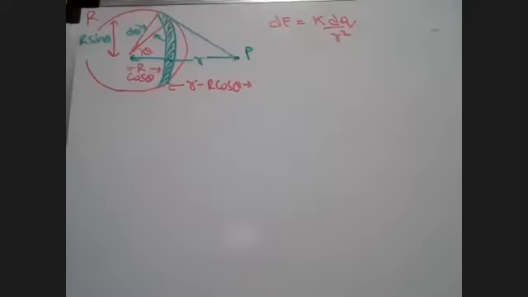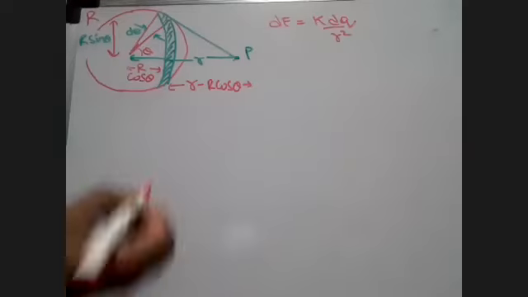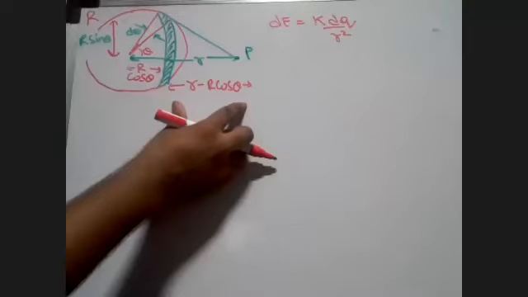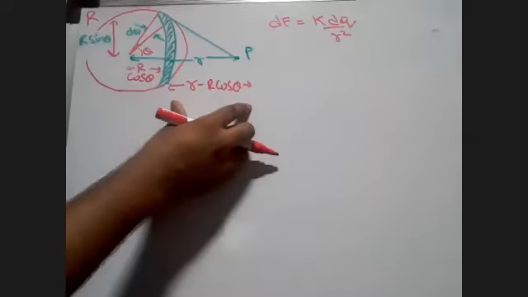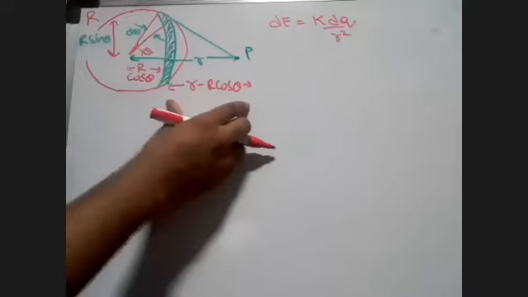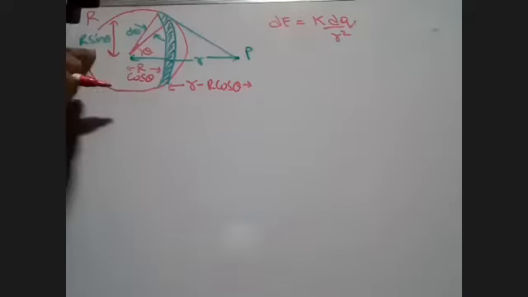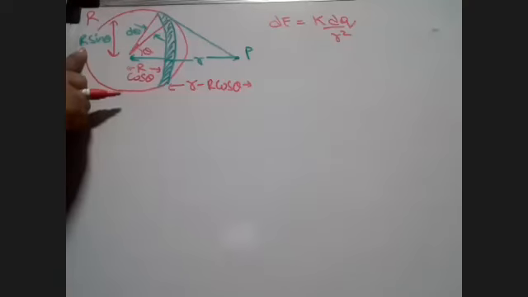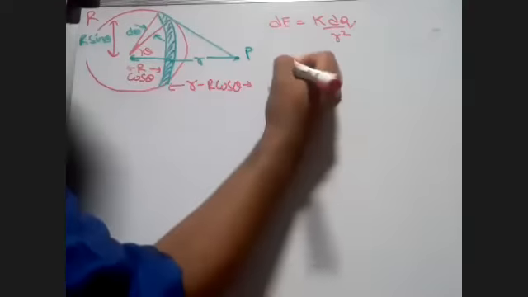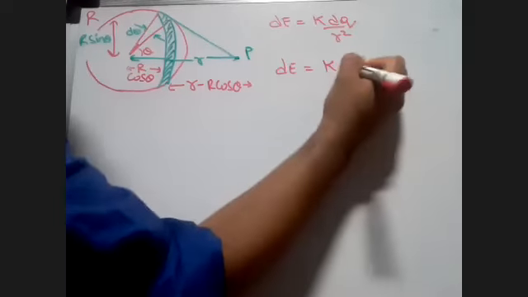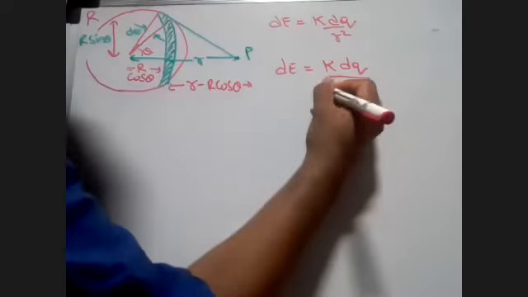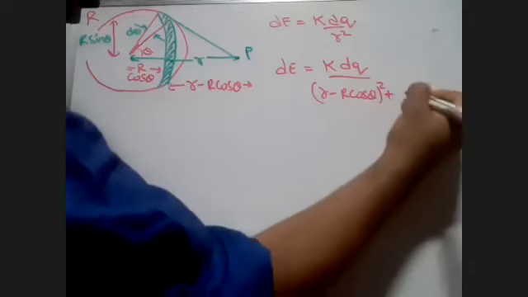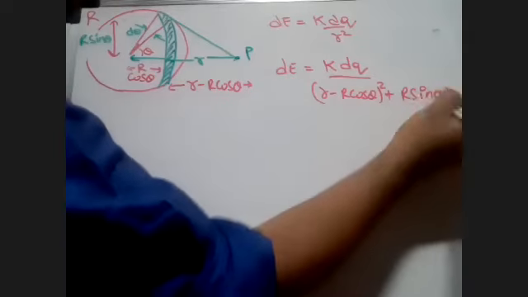This distance you can find out by Pythagoras theorem. That distance is going to be what? The horizontal component, the adjacent, is r minus R cos theta, and the vertical component is R sin theta. So I will write that dE is equal to k dq upon (r minus R cos theta) whole square plus (R sin theta) whole square.